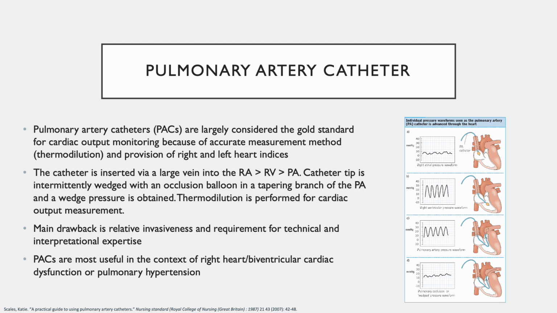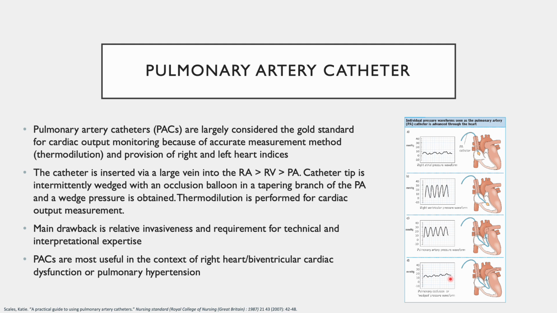So this provides a good segue into discussing pulmonary artery catheters, which are considered the gold standard for cardiac output monitoring because of an accurate measurement method, namely thermodilution, and the provision of right and left-sided heart indices. The catheter is inserted via a large vein into the right atrium, right ventricle, and pulmonary artery, throughout which waveforms are observed and pressure readings are measured as shown in the diagram here on the right. The catheter is intermittently wedged with an occlusion balloon in a tapering branch of the pulmonary artery, and a wedge pressure is obtained as seen here.